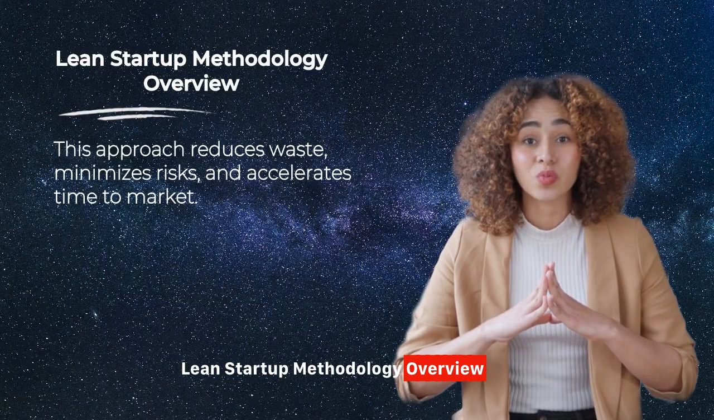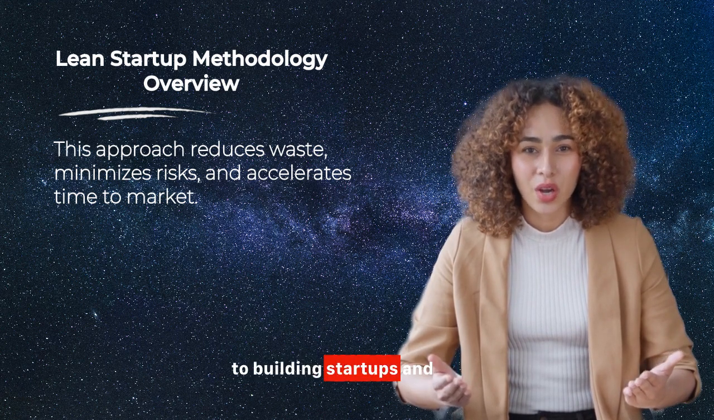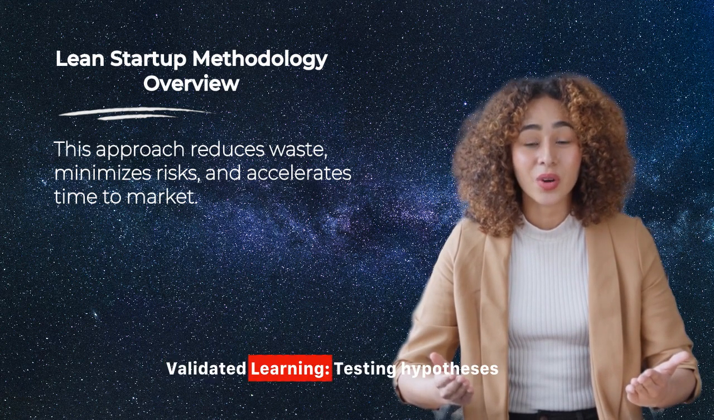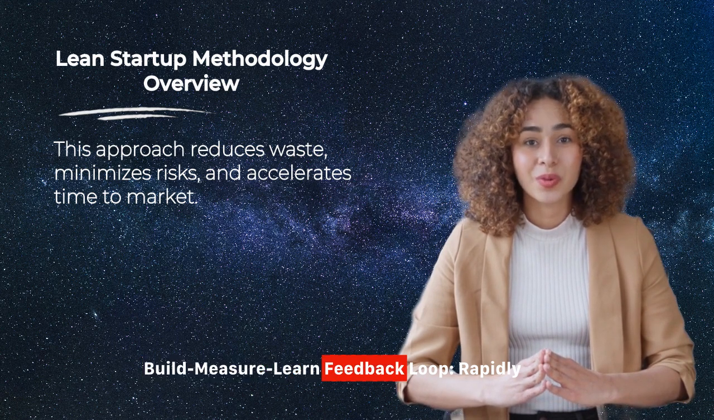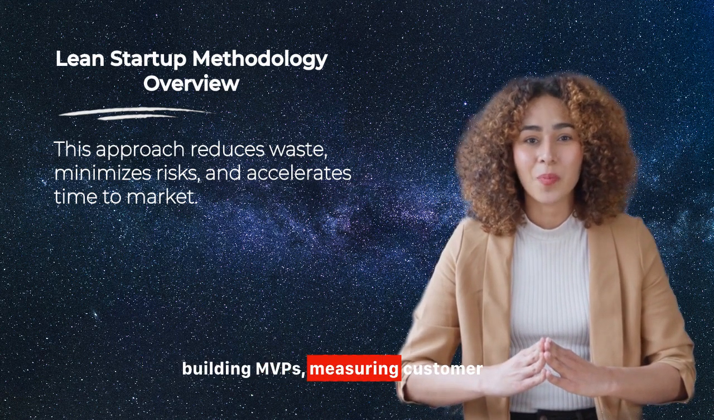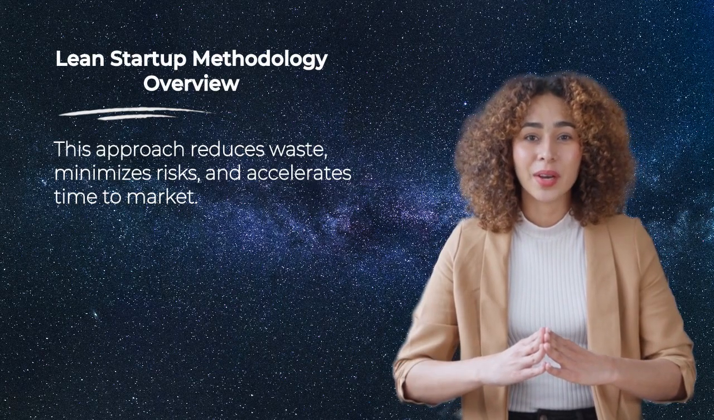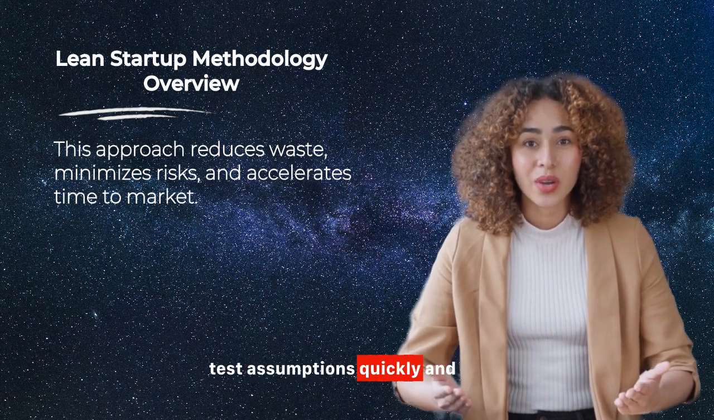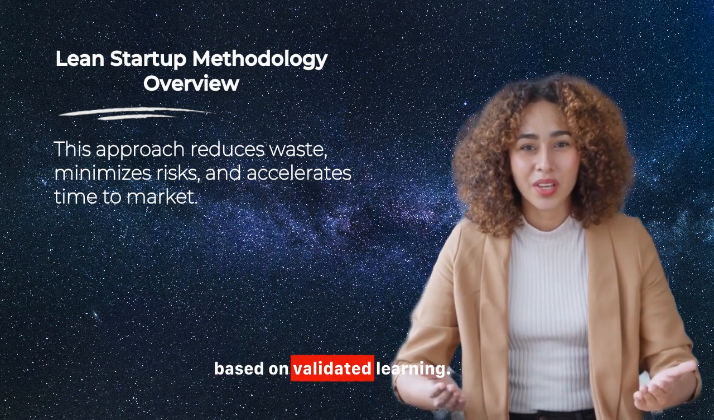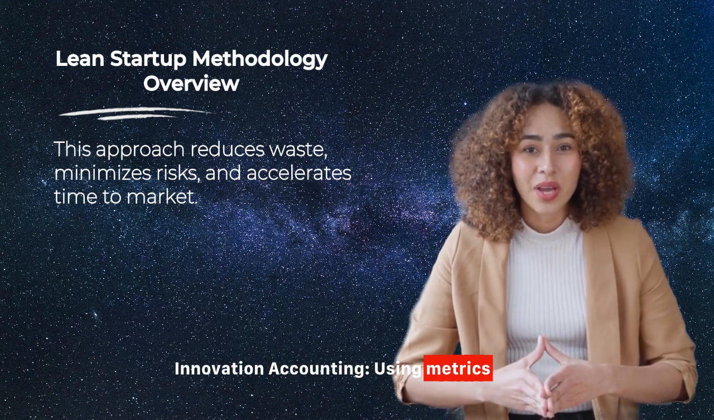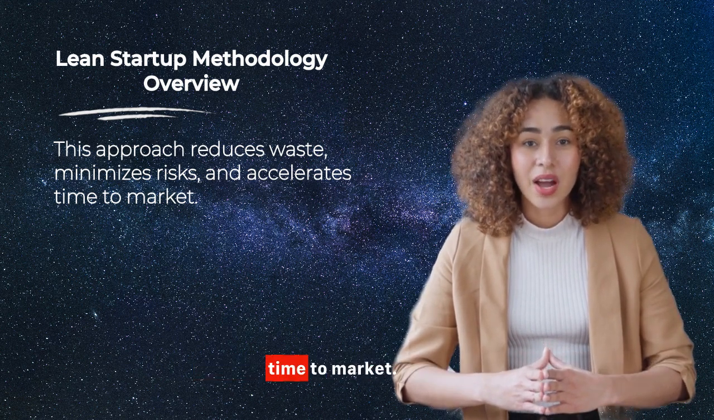Lean Startup Methodology Overview. The Lean Startup methodology, pioneered by Eric Ries, provides a systematic approach to building startups and new ventures that emphasizes validated learning, testing hypotheses with real customers to learn what works. Build, measure, learn feedback loop, rapidly building MVPs, measuring customer reactions, and learning to improve or pivot. Minimum viable product, MVP, creating the simplest version of a product to test assumptions quickly and inexpensively. Pivoting, changing fundamental aspects of the business model based on validated learning. Innovation accounting, using metrics and data to measure progress objectively. This approach reduces waste, minimizes risks, and accelerates time to market.